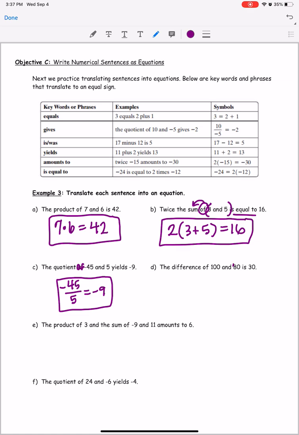Let's change this to a 70. The difference of 100 and 70 is 30. Is where your equal sign goes. Difference means subtract. So 100 minus 70 equals 30. Now that we've changed the numbers, is 100 minus 70 30? Yes, it is.